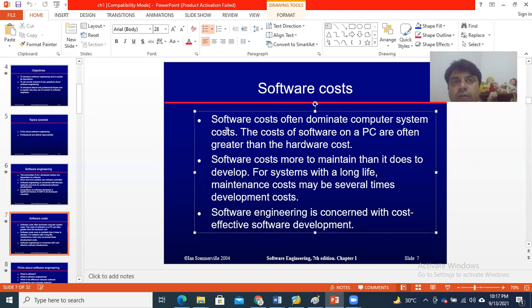For example, that is starting from 50,000 or from 1 lakh to 5 lakhs or 10 lakhs. But the Oracle software installed on a system will cost not more than 50,000. Now software cost is dominating the cost of the computer system. That laptop cost or that PC cost is lower than the cost of the software. And the cost of software on a PC is often greater than the hardware cost.